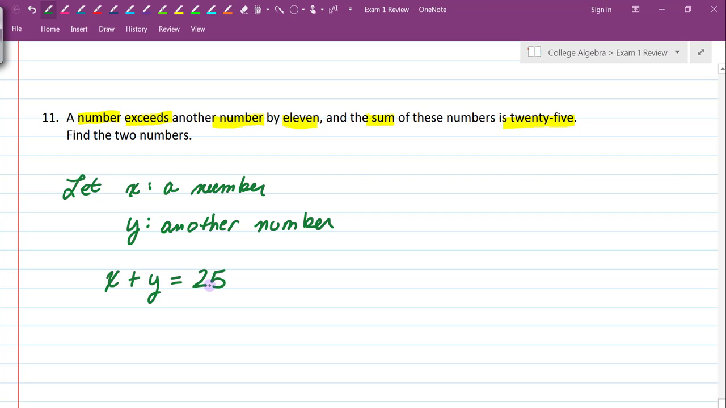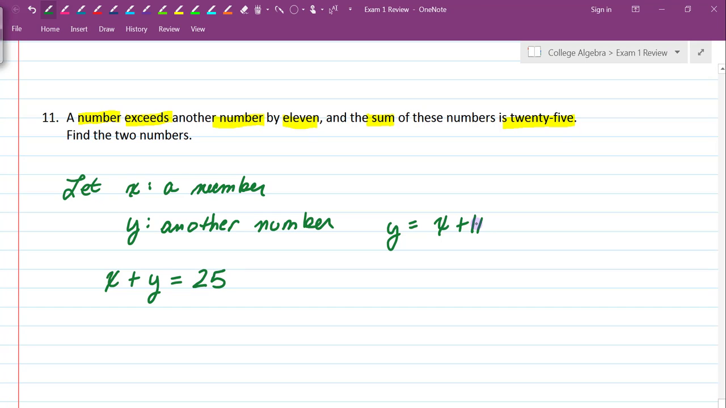We also know we have a number and it exceeds another number by 11. So I can have y, or I can have x, and y can be 11 greater than. So y can equal x plus 11, because a number exceeds another number by 11. So I'm going to say y exceeds x by 11, so it's plus 11.